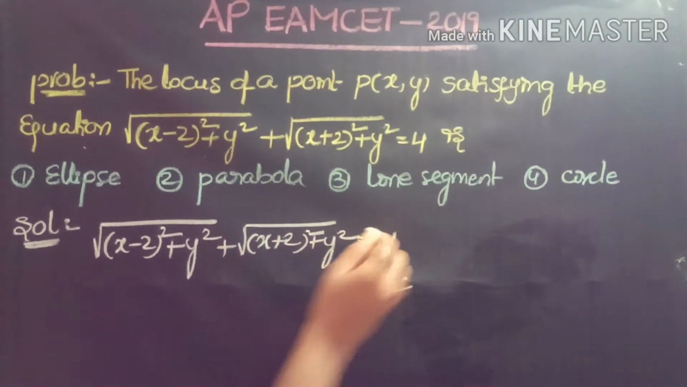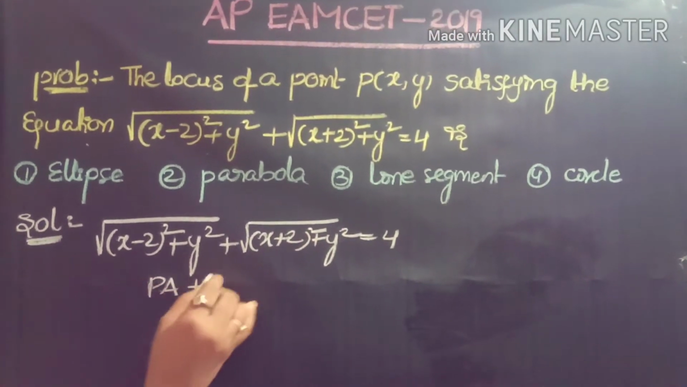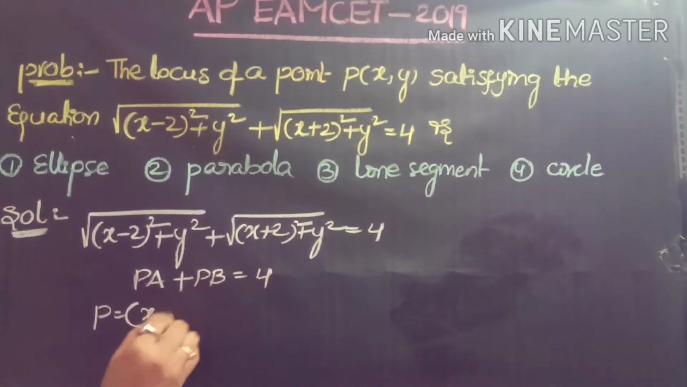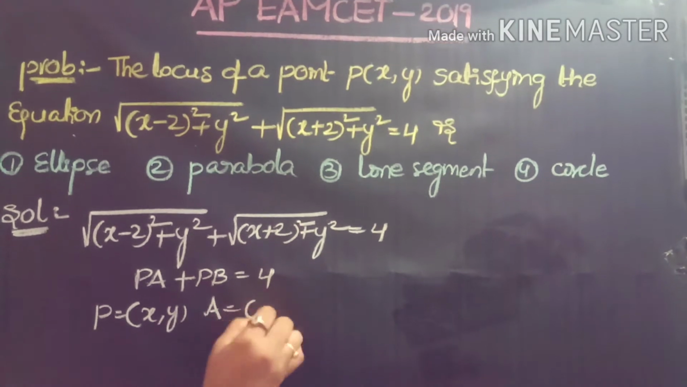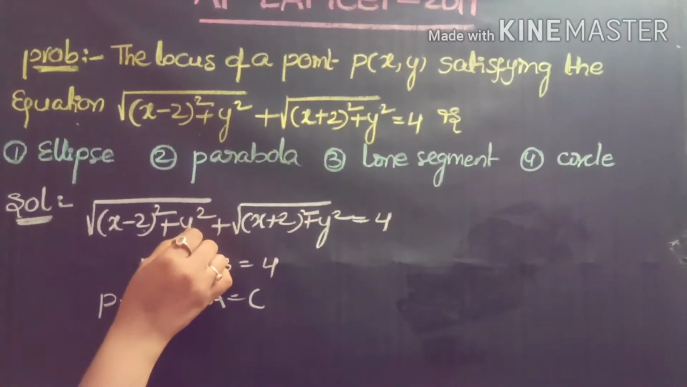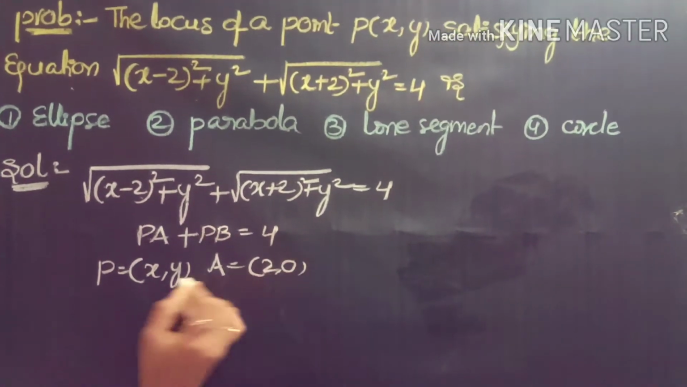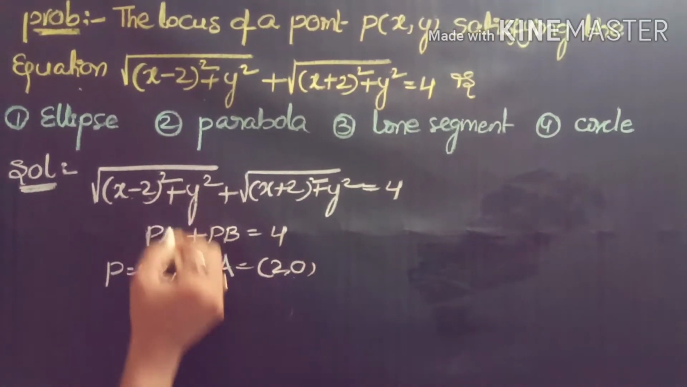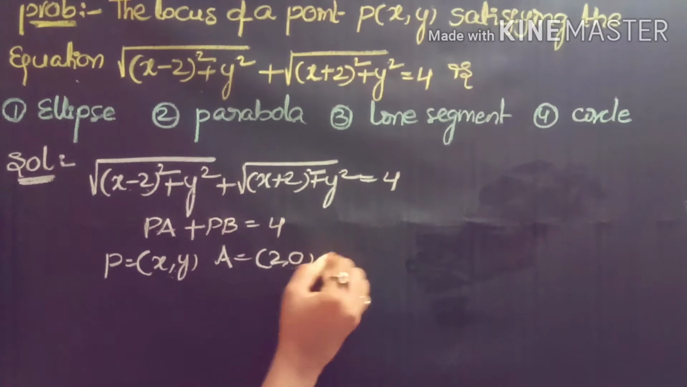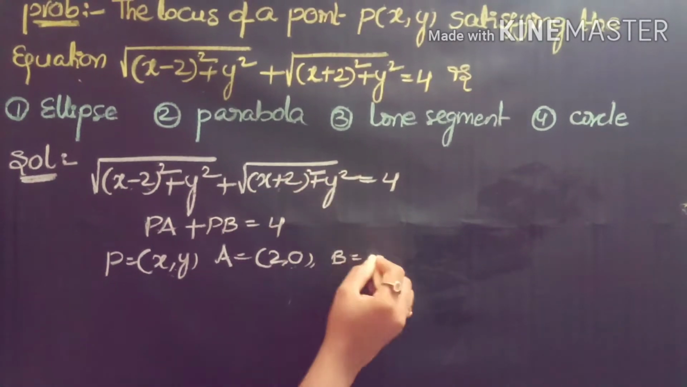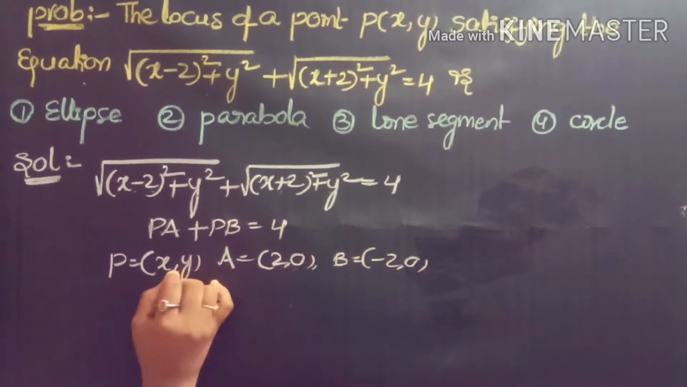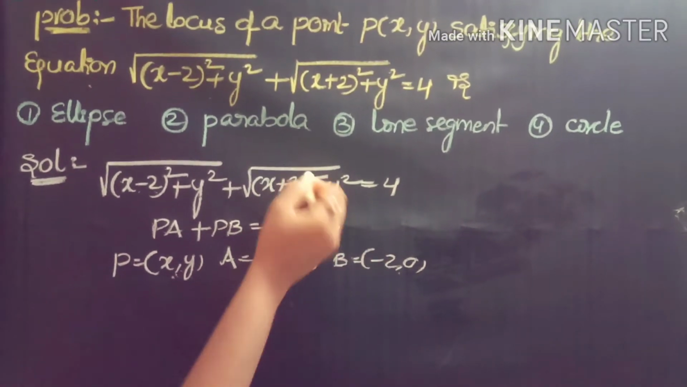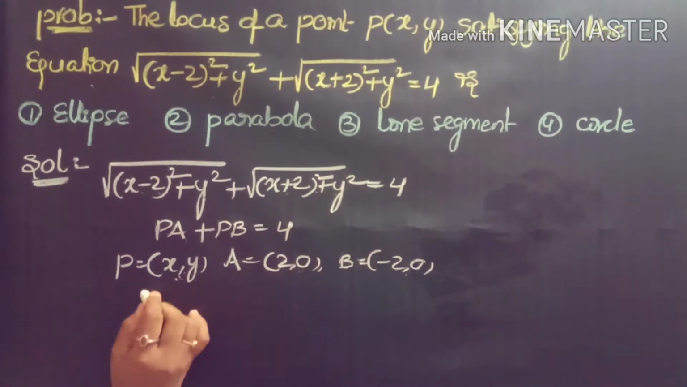Now, this is in the form of PA plus PB is equal to 4, where P is equal to (x, y) and A is equal to (2, 0), that is (x minus 2) whole square plus (y minus 0) whole square. So A is (2, 0). Now what is the PA value? PA is nothing but the distance between the two points, which is the square root of (x minus 2) whole square plus (y minus 0) whole square. And B is the point taken as (minus 2, 0). What is PB? PB is equal to square root of (x plus 2) whole square plus (y minus 0) whole square, which is nothing but this value. So PA plus PB is equal to 4.